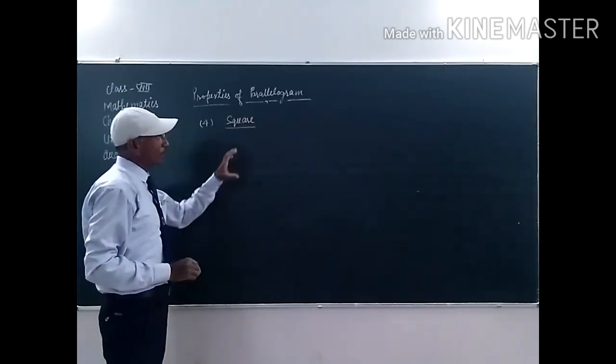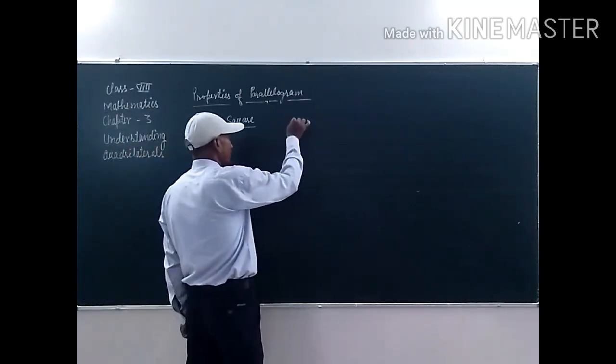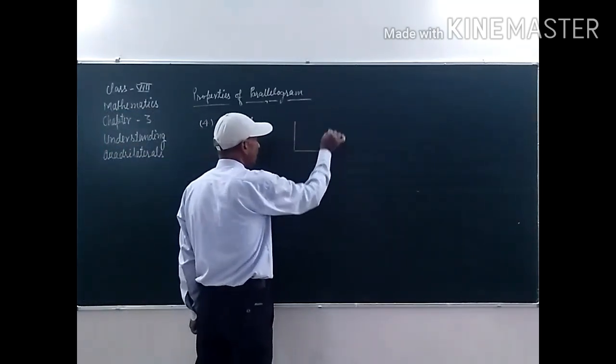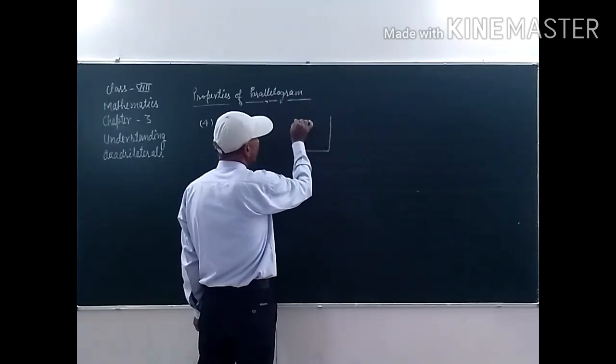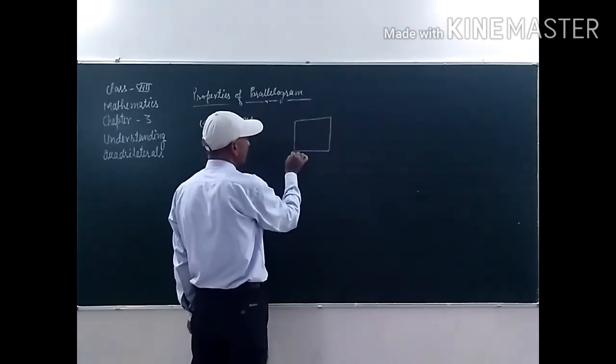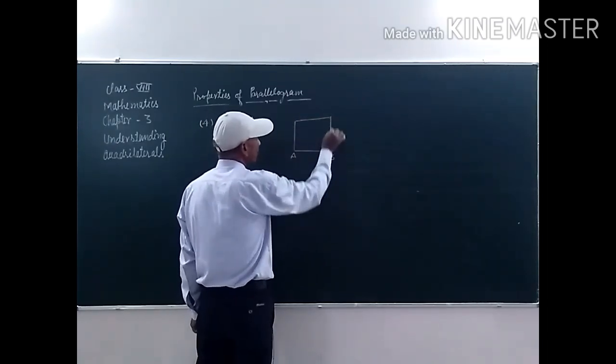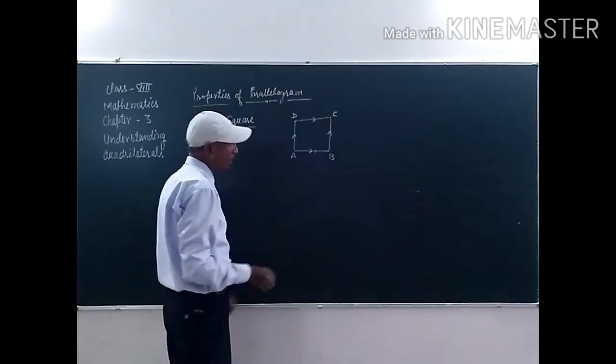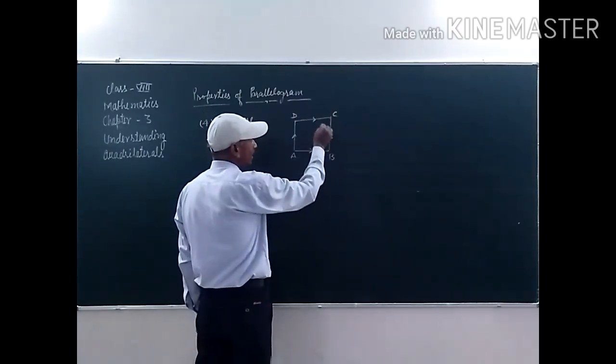It is also a parallelogram, student, and this figure is a square ABCD. All of its sides are equal.